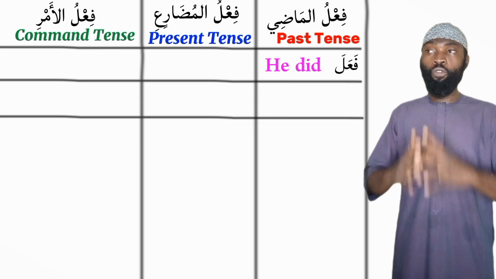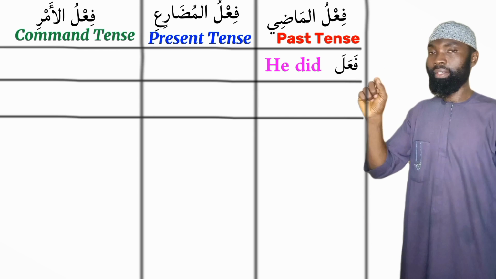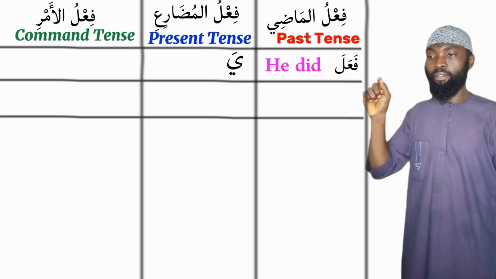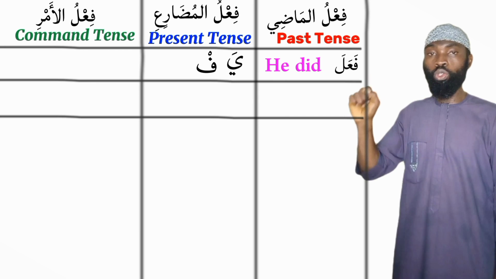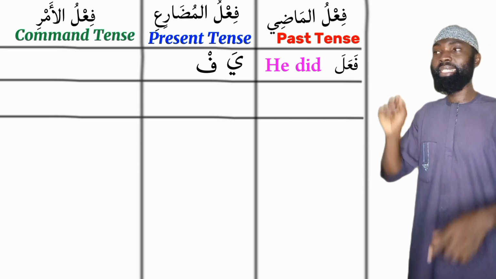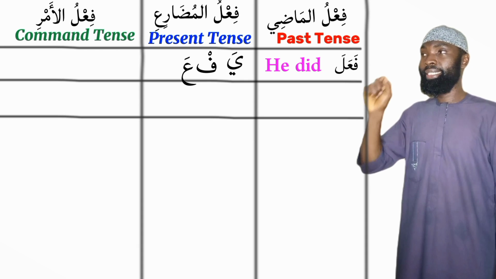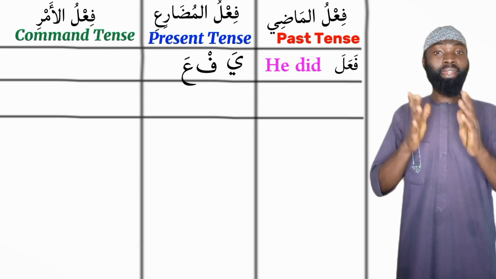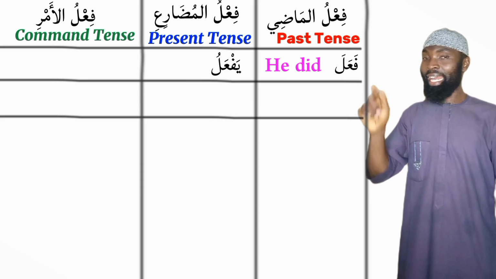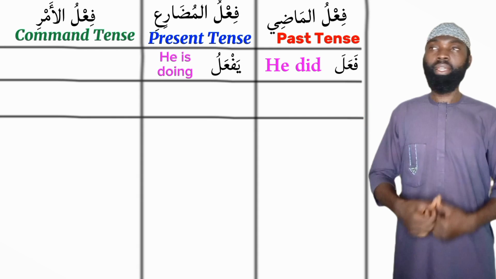Now, what is the present tense? To form the present tense of this word, what you need to do is to add ya at the beginning of the word. Ya, then the fa, which is the first letter of the root word of fa'ala, you add sukun instead of fatha. Remove the fatha and put sukun, making it yaf. Then the ayin will still maintain its position as a. Yaf'a. And the lam at the end, you put dhamma. So you have yaf'alu. So fa'ala, he did. Yaf'alu, he is doing.